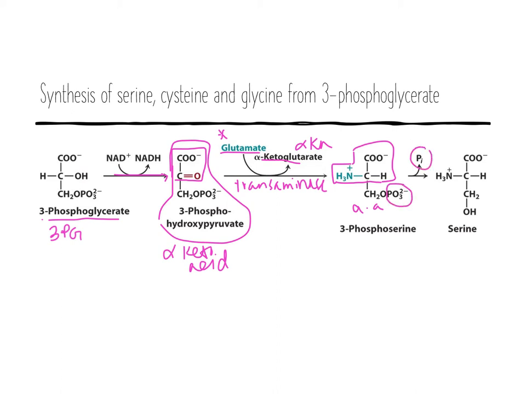And that's exactly what happens in the next step: you pop the phosphate off, and then you get to serine. So the 3-phosphoglycerate is providing essentially the carbon backbone, well, plus this little oxygen. The 3PG provides this carbon backbone, and then GLU is providing the nitrogen.